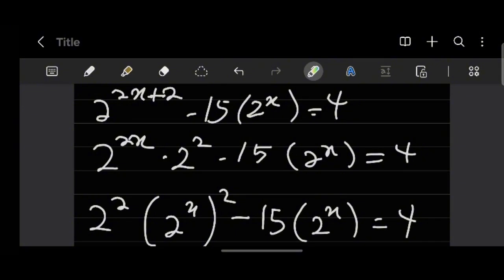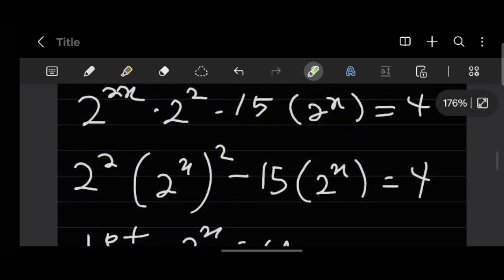And then, we can separate it by 2 power 2x multiplied with 2 power 2 minus 15 multiplied with 2 power x equals to 4. 2 power 2x, we can write it as 2 power x multiplied with 2 power x, multiplied with 2 power 2, minus 15 multiplied with 2 power x equals to 4.